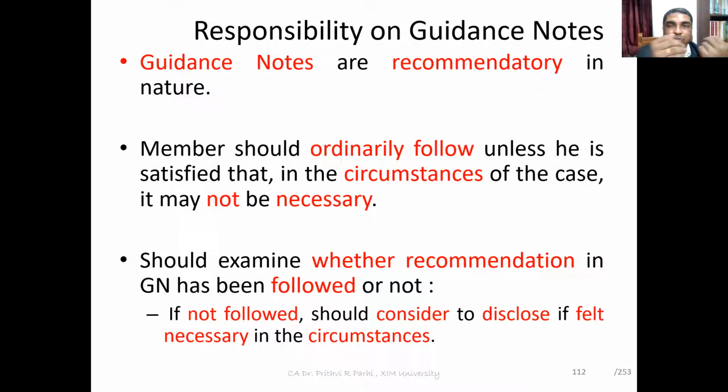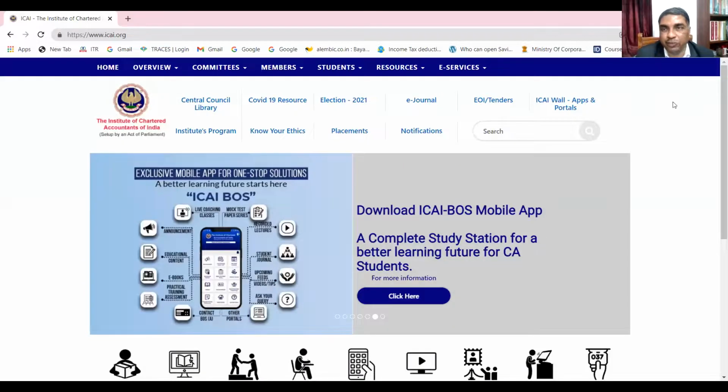But in addition to AS and SA, some guidance notes are also issued by the institute. The following of SAs, guidance notes, etc. comes within the financial reporting framework also. Okay, some guidance notes are also issued by the institute. Let me give you some idea of how to locate those guidance notes. Let me take you once again to the institute's website. Right, are you able to see it now? Institute website. Are you seeing it on your screen?